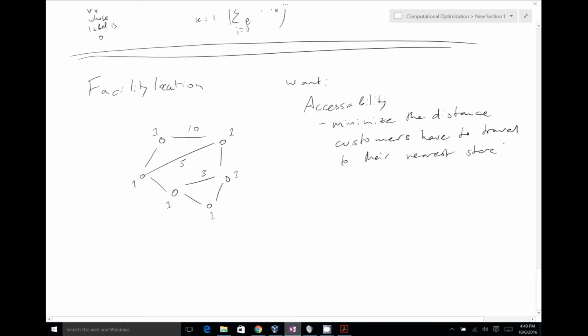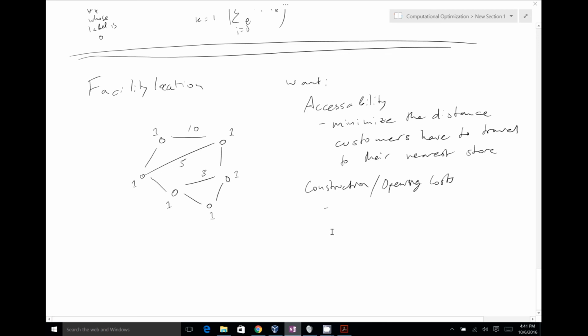If I had two stores, I want to put them in such a way that each customer gets to pick the closest one, and I'm minimizing the distances that all customers travel to the nearest store. Besides accessibility, another issue is construction costs, which people sometimes call opening costs. Maybe it costs $100,000 to buy a plot of land here, but only $5,000 to buy one over there. I need to take that into account when selecting my location.